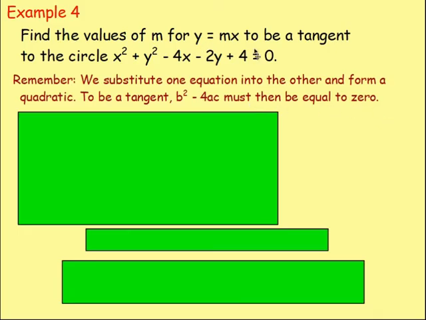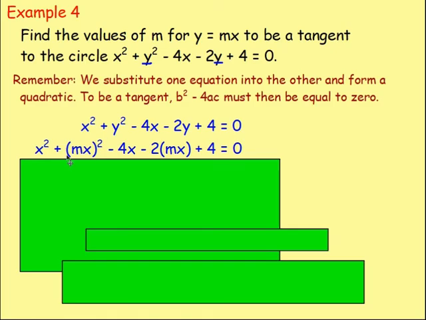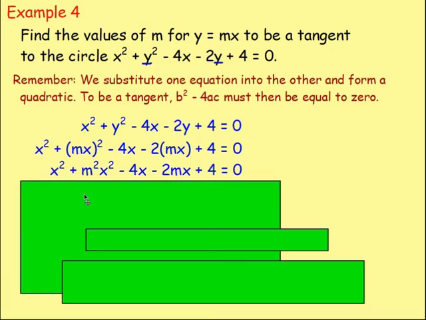So here, y equals mx, so we can replace y in our circle equation with mx. So let's do that. Y equals mx, we'll replace the y, so we'd have x squared plus (mx) squared, take away 4x, take away 2 times mx plus 4 equals 0. Multiply out these brackets then, so we've got mx times mx, so squaring the m, we're squaring the x. So we'd have x squared plus m squared x squared, take away 4x, take away 2mx plus 4 equals 0.